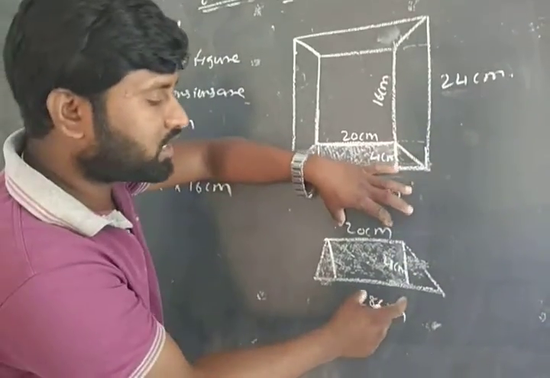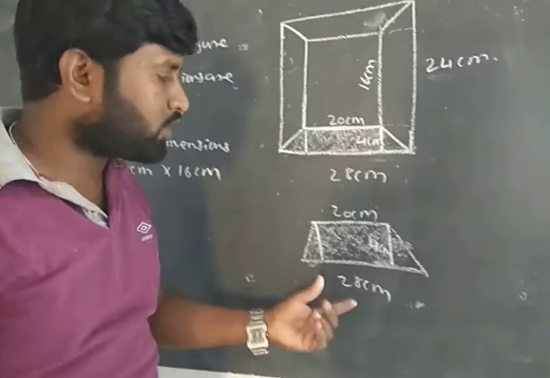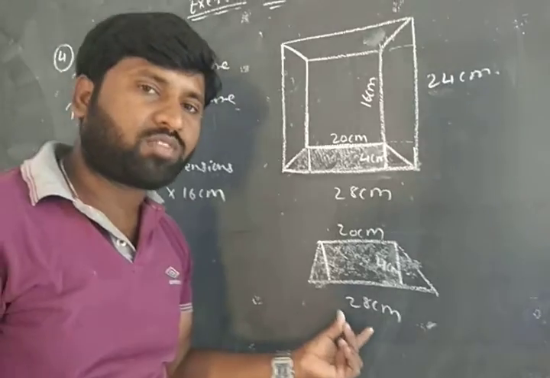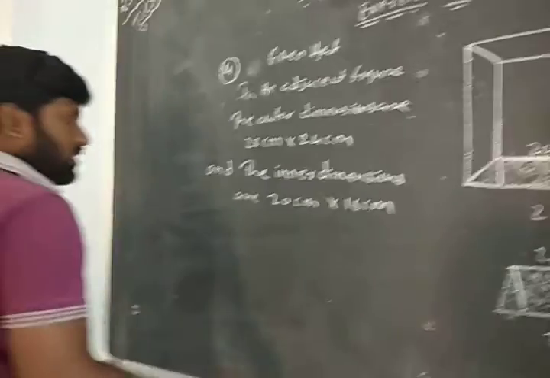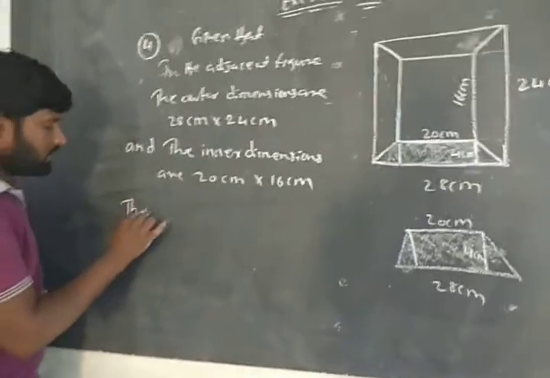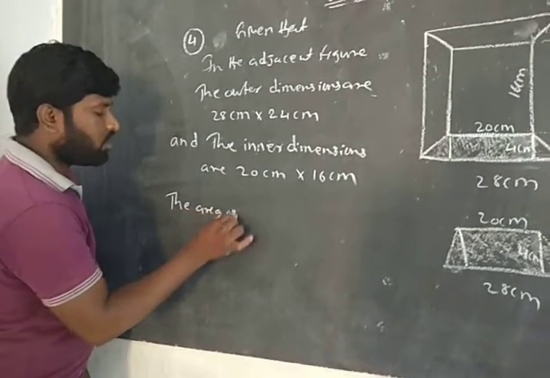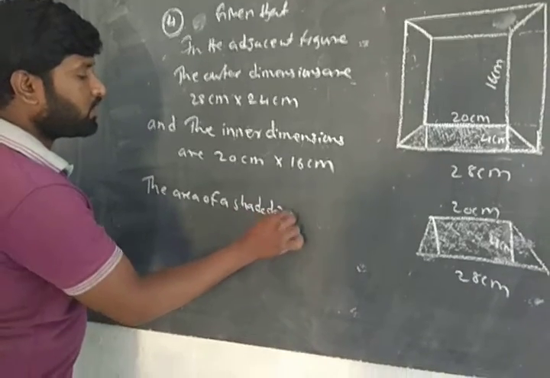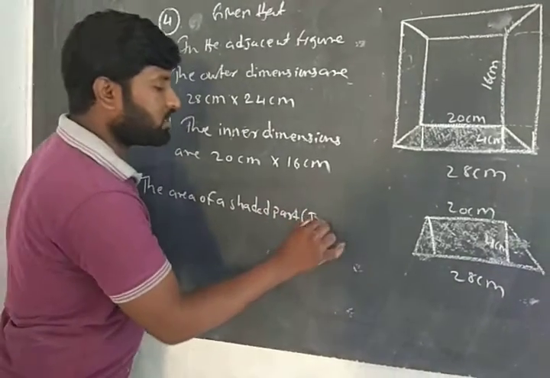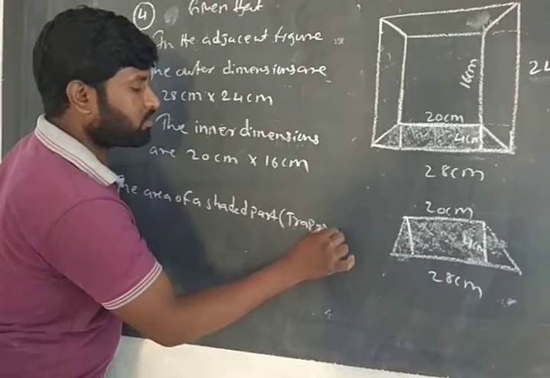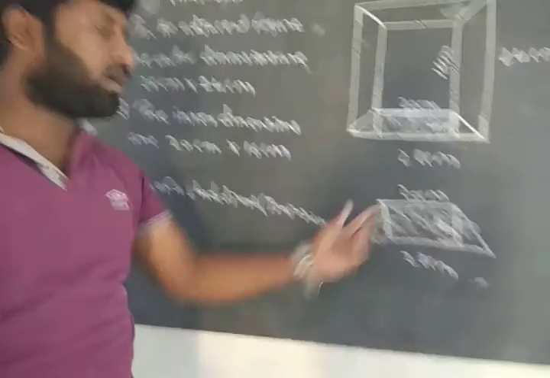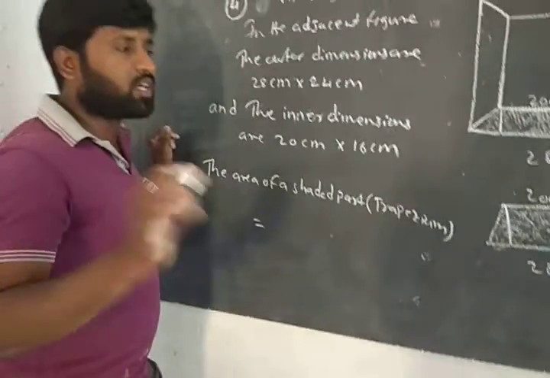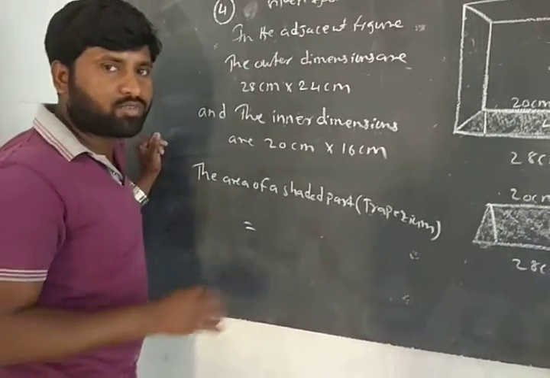So this is the trapezium. Now I am going to find the area of the shaded part, simply the area of a trapezium. See here, the area of the shaded part is nothing but what? Trapezium. Means the shaded part is in trapezium shape. Is equal to, what is the area of a trapezium formula?